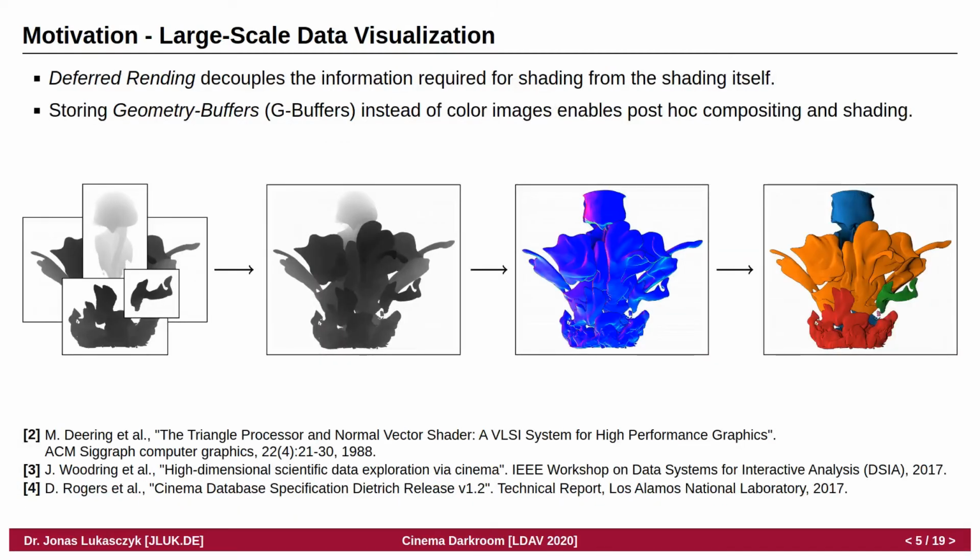The concept of deferred rendering can mitigate this problem as it decouples the information required for shading, such as depth buffers and data textures, from the shading itself, in which one needs to determine suitable color maps and lighting settings. In the context of in situ visualization, deferred rendering can be used to only store the underlying shading information, collectively referred to as geometry buffers, in the cinema database, and postpone final shading to the post-hoc exploration phase, at which point visualization parameters that were not known a priori can now be interactively adjusted.